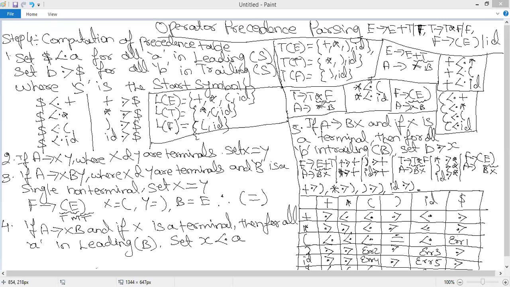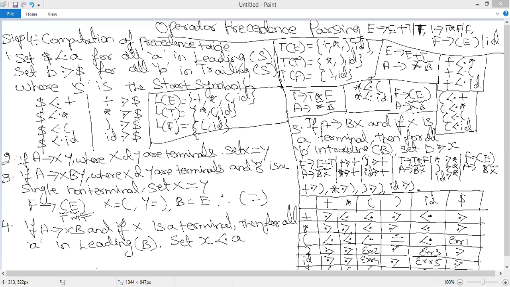Then what is the next production rule? F tends to open parenthesis E close parenthesis. So this also can be mentioned as A tends to XB. Here the first terminal, open parenthesis, is X and the second, the non-terminal, is B. So we have to identify leading of B, that is leading of E. Leading of E is plus, star, open parenthesis and ID. And what is X? That's a terminal. X is the open parenthesis here, that is mentioned on the left hand side.